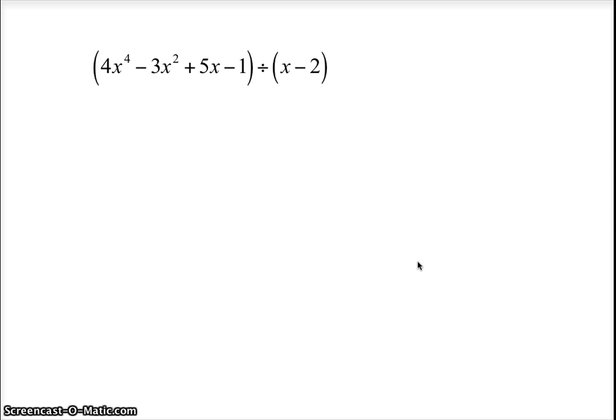Let's try this question. 4x to the 4th minus 3x squared plus 5x minus 1 divided by x minus 2. Pay close attention, there is no x cubed term, so you need to again hold the place with a 0 coefficient. So do this long division, pause your video, and come back once you've completed it.